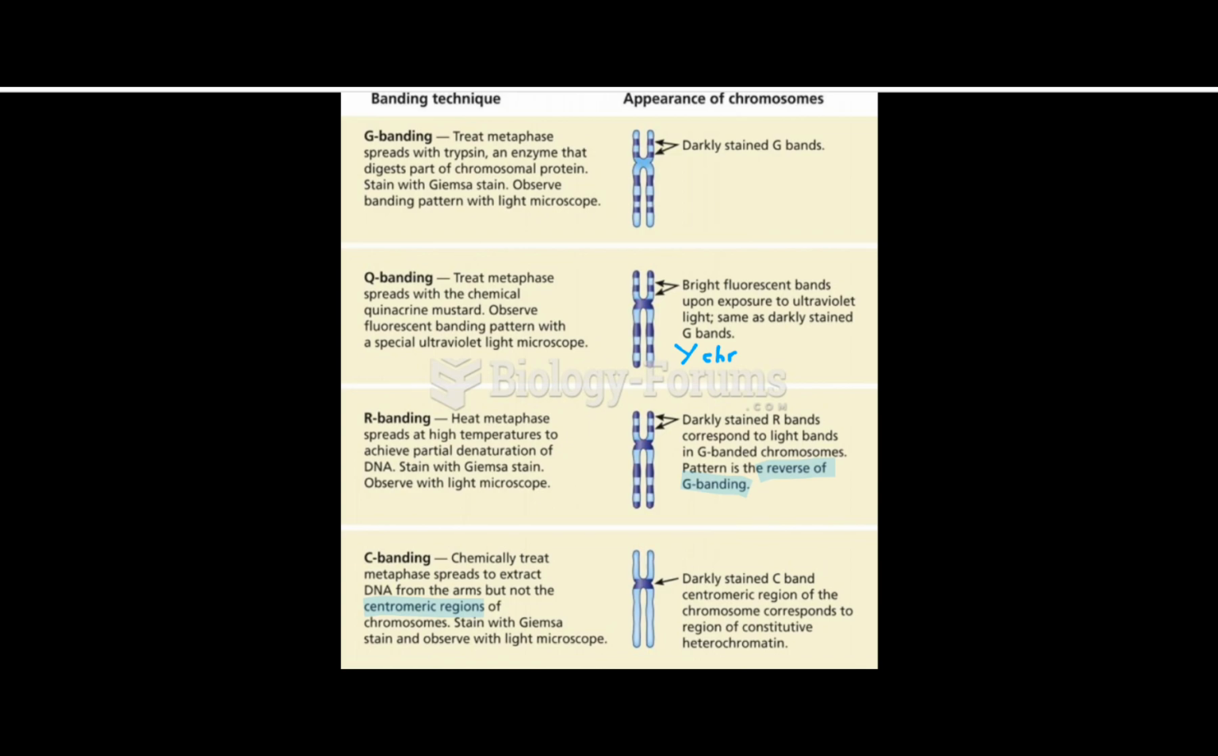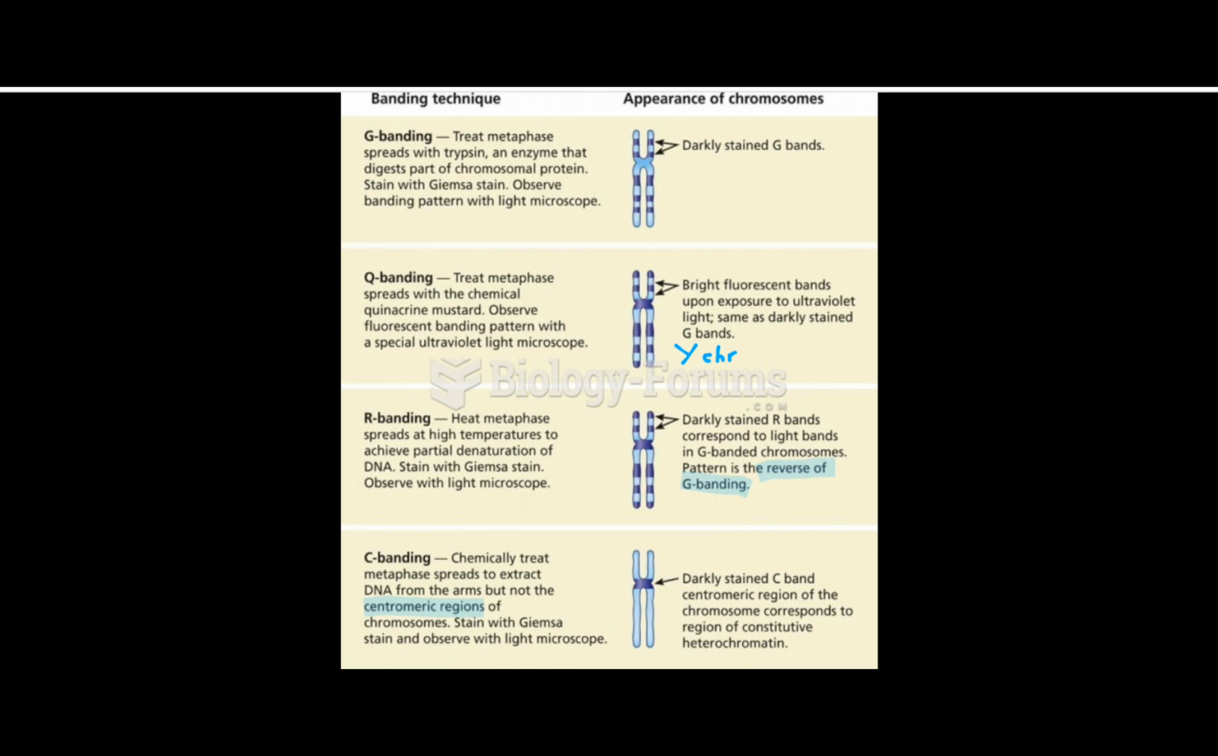Then it's Q banding. Q banding is basically used for the Y chromosome. There are bright fluorescent bands on exposure to ultraviolet light, same as the darkly stained G bands. The position where G bands were lying, here in Q banding it will give a fluorescent pattern. Then in R banding, R is for reverse, so it will be the reverse of G banding. Areas that were stained dark in G banding will now be stained light.